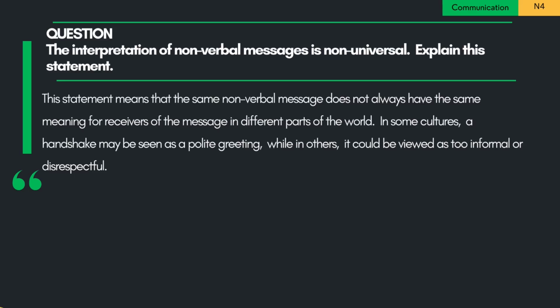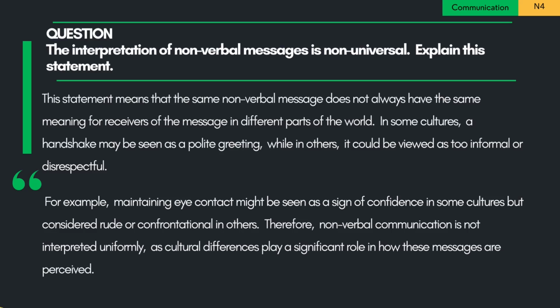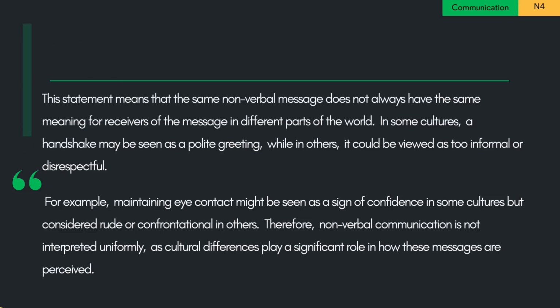In some cultures, a handshake may be seen as a polite greeting, while in others, it could be viewed as too informal or disrespectful. For example, maintaining eye contact might be seen as a sign of confidence in some cultures, but considered rude or confrontational in others. Therefore, nonverbal communication is not interpreted uniformly, as cultural differences play a significant role in how these messages are perceived.